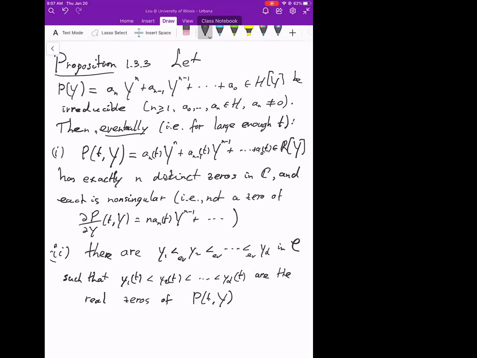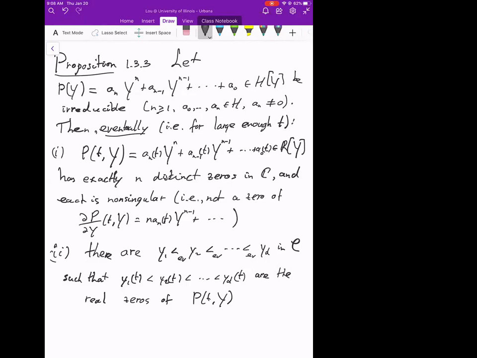If you plug in t, little t, then you get a polynomial over the reals: a_n(t) Y^n + a_{n-1}(t) Y^{n-1} + etc. You get a polynomial over the reals, and this has exactly n distinct zeros. And all of them are non-singular, which means they are not zeros of the formal derivative with respect to Y, which I denote as partial derivative, but it's just a formal derivative with respect to the Y variable. That's the first part of the statement.